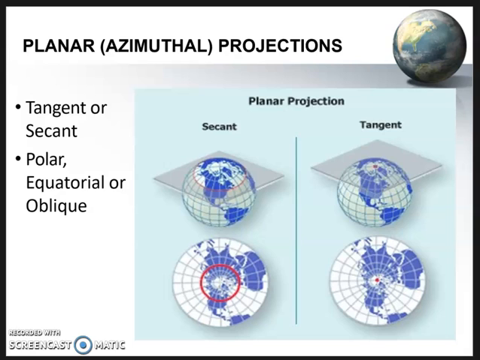Okay, so azimuthal projection or planar projection methods project geographic data onto a plane. They are typically used to represent data at the poles. They can be tangent or secant, and then polar, equatorial, or oblique.